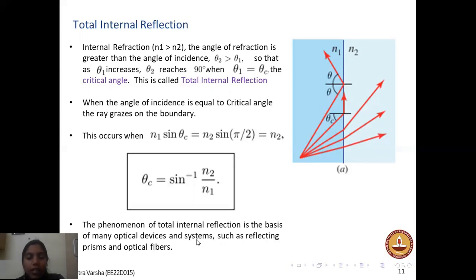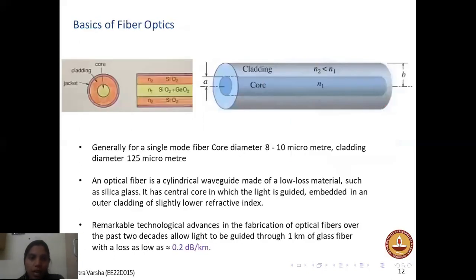Light rays incident on the core and cladding of an optical fiber, where the core has a higher refractive index than the cladding, at angles greater than the critical angle, undergo total internal reflection and are guided along the fiber without refracting into the cladding. Here we can see a single mode fiber core, the basic structure of fiber optics. Through total internal reflection, we can guide light through this core.